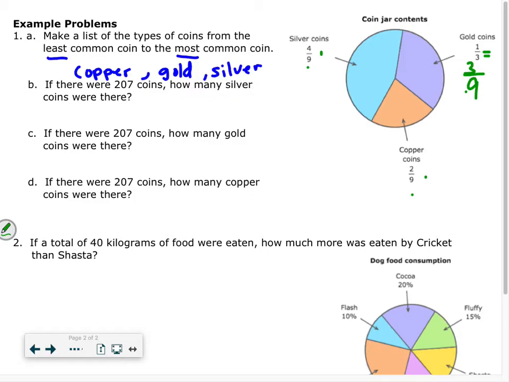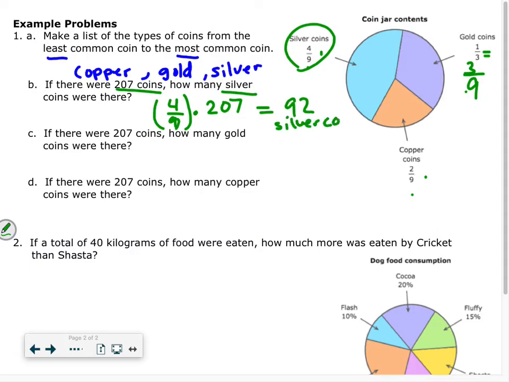If there were 207 coins, how many silver coins were there? So we're looking at this, and we're going to take 4/9 of, multiply by 207. Go ahead, multiply 4/9, so 4 divided by 9 in your calculator, times 207, and you should get 92 silver coins.